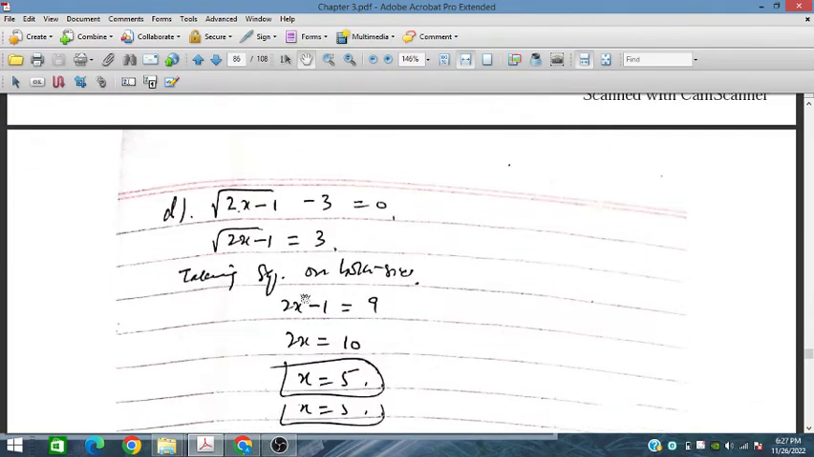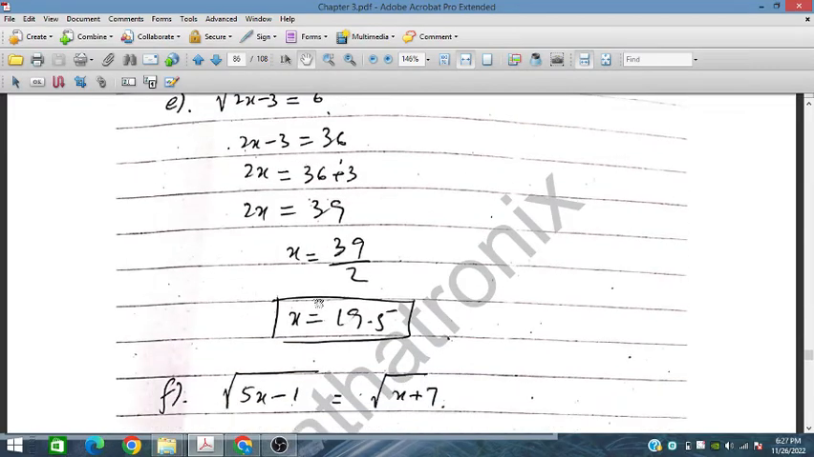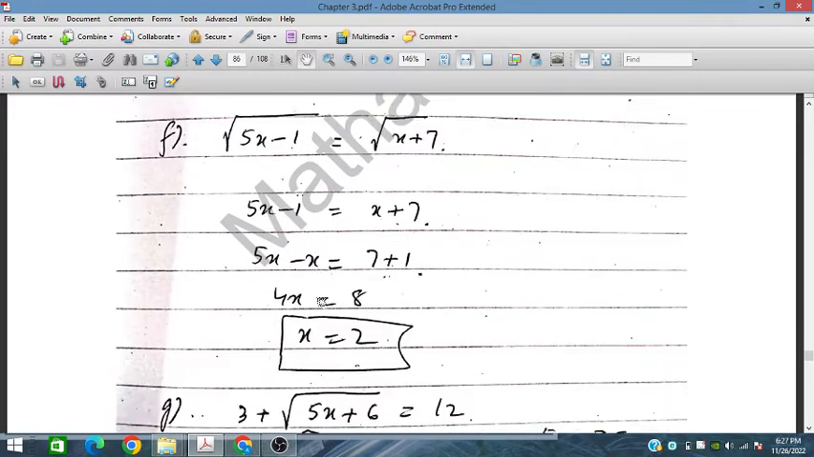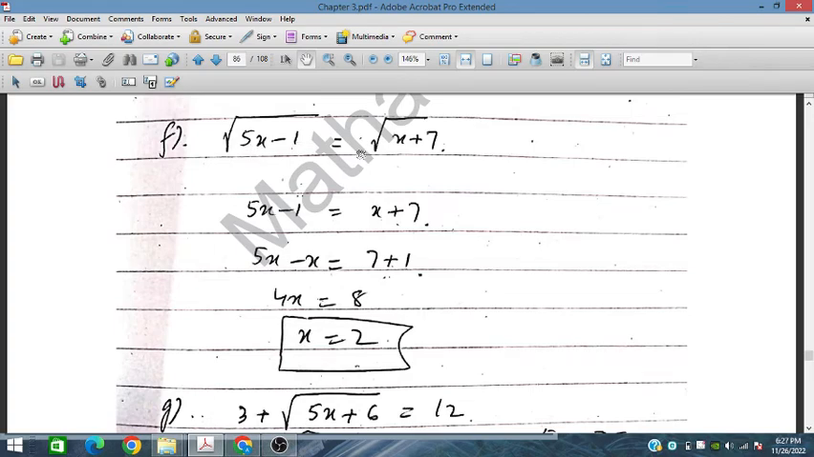So part B. Part F. Let's start part F. 5x minus 1 is equal to under root x plus 7. So taking square root on both sides, it becomes 5x minus 1 equals x plus 7. So this is minus x, this is plus 1 here, x equal to 2. So this is 2 here and this is 2 here.